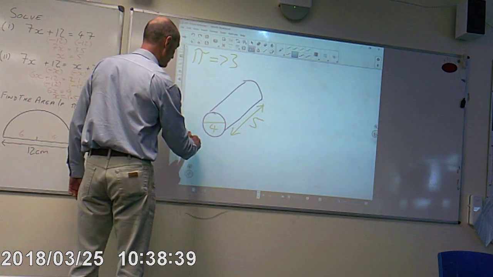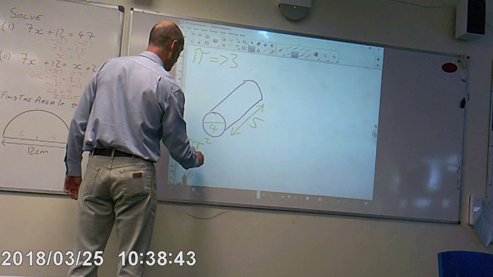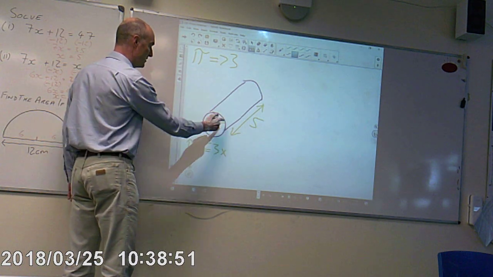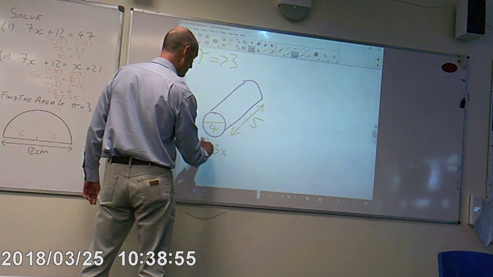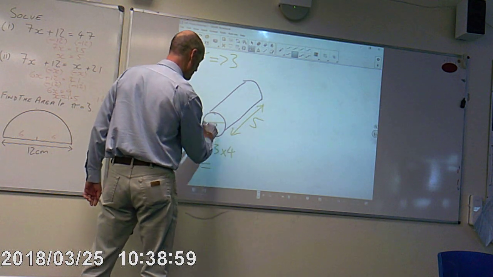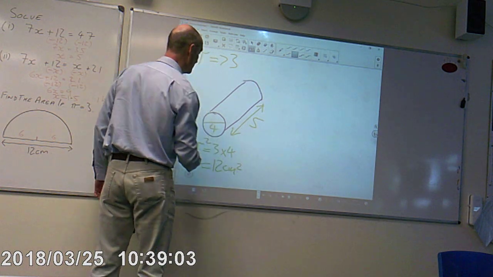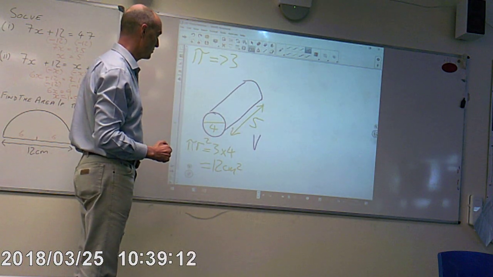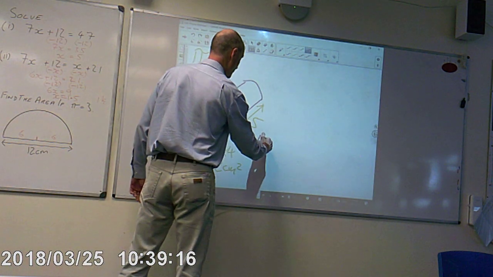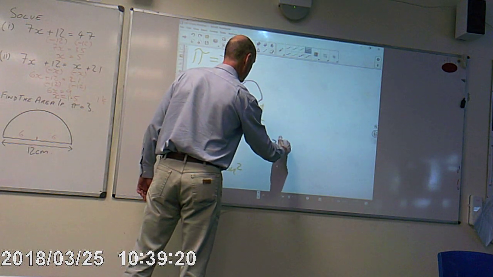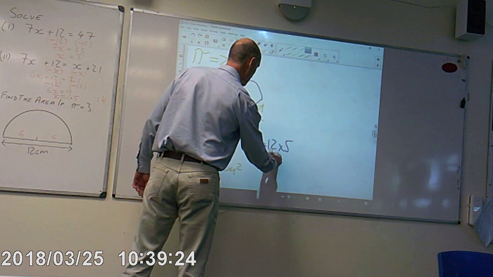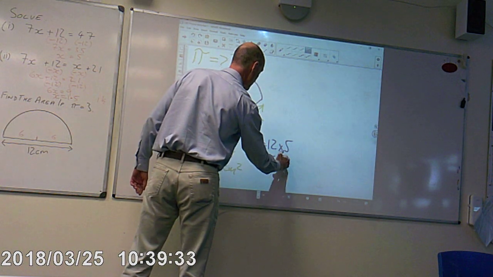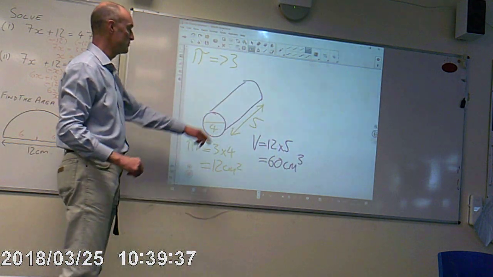What's the area at the end? The area at the end is pi r squared. So pi r given a value of 3. The diameter all the way across is 4, so the radius is half of that, so it's 2 squared. 2 times 2 is 4, so the area at the end is 12 centimetres squared, which means that my volume is that 12 centimetres squared multiplied by 5. So 12 times 5 is going to give me 60 centimetres cubed as the volume of that cylinder.